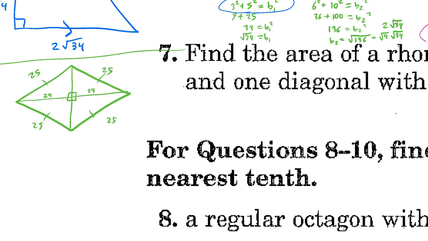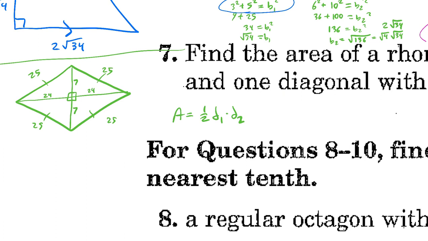And I know my Pythagorean triples, so this is a 7, 24, 25 right triangle. Doesn't come up that often, but you could just use the Pythagorean theorem and get that that's 7 too, which means this is 7 here. So now the area of a rhombus is 1/2 diagonal 1 times diagonal 2.